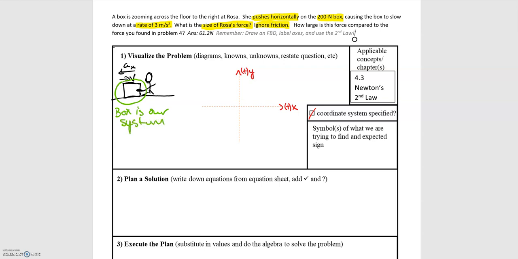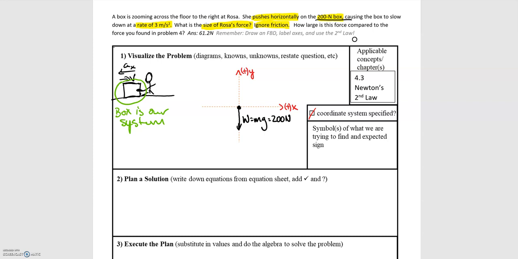So now that we've defined what our system is, we can draw the free body diagram for it. Over here on our coordinate system, we can draw out our forces. The first force that I'm going to draw is the non-contact force, which is the weight force. The weight force points downwards, and that weight force is due to gravity, which is mg, but we are told what that weight force is in the problem, which is 200 newtons.